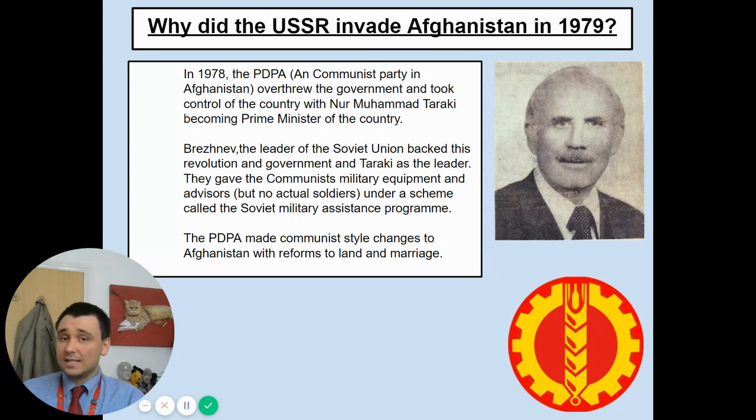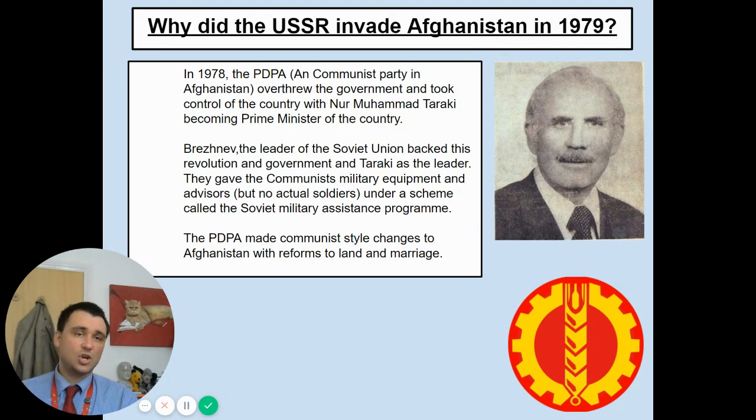Now, the Soviet leader at the time, Brezhnev, backed this revolution, and he backed the government, and he backed Taraki as the leader. Brezhnev said they would give the communists military equipment, and they would give them advisors. But this is a key part here. They wouldn't actually send soldiers into Afghanistan to support this government. And this scheme was known as the Soviet Military Assistance Program.